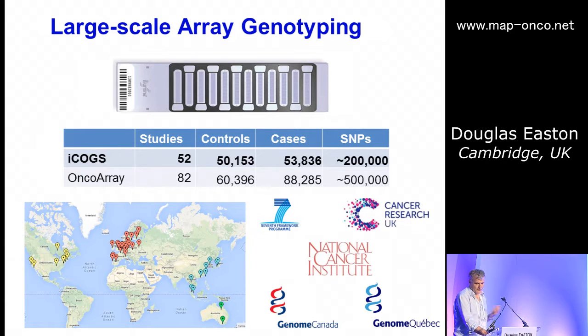And most of the data that we have has come through two very large experiments, one of which, the ICOGS experiment, has been published. The other one is the ONCO array, which is finished but not yet published, but I'll say something about that. And the point here is that array genotyping is relatively cheap, so you can do it on very large numbers. And so these arrays have been genotyped in literally hundreds of thousands of individuals, probably up to about 1 million if you count all the cancers together.